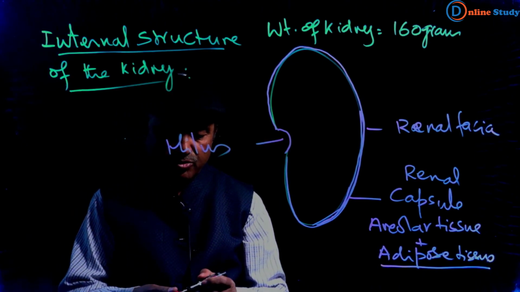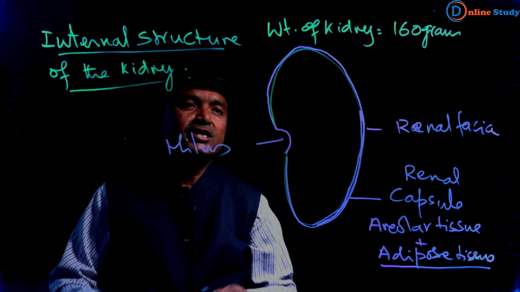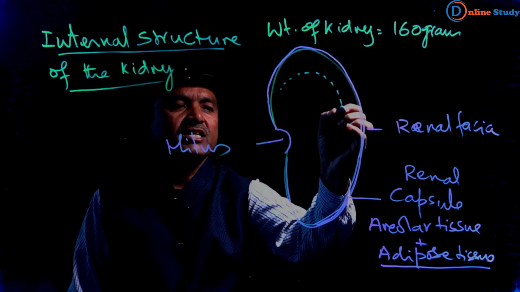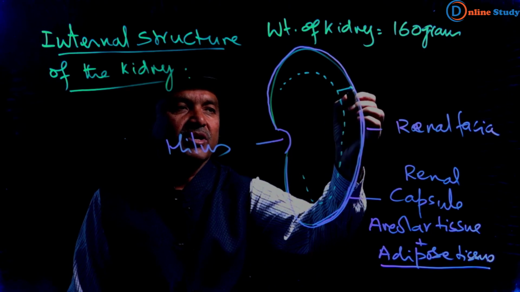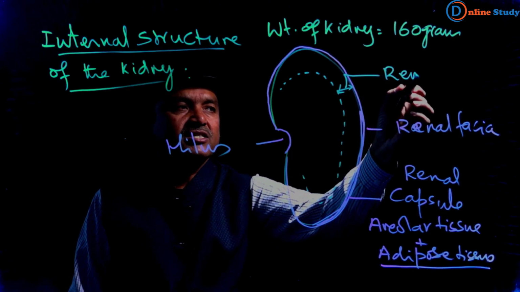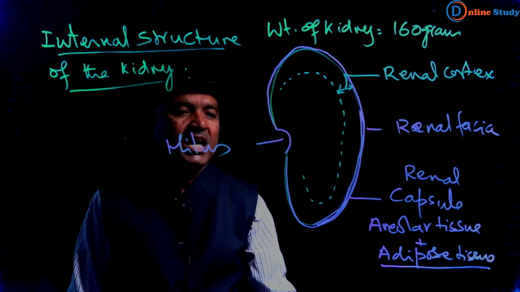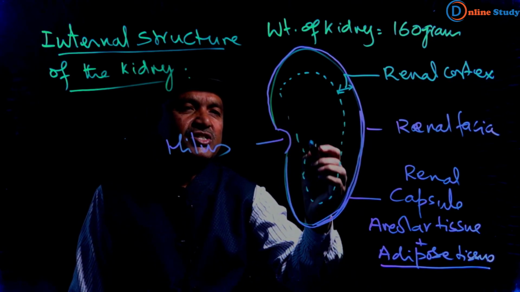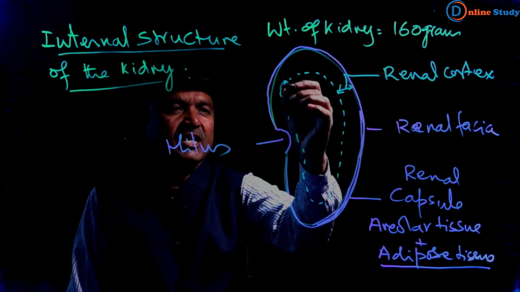Now if you look inside, we will see two different regions. We can say the outer one, from here to here, is called the renal cortex. And from here, you can see a pyramid-like structure.